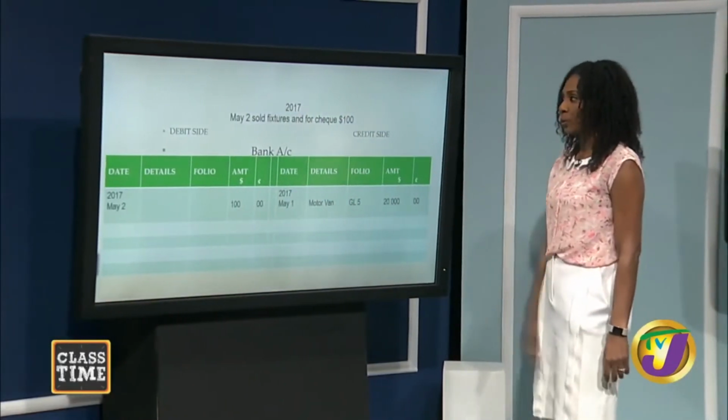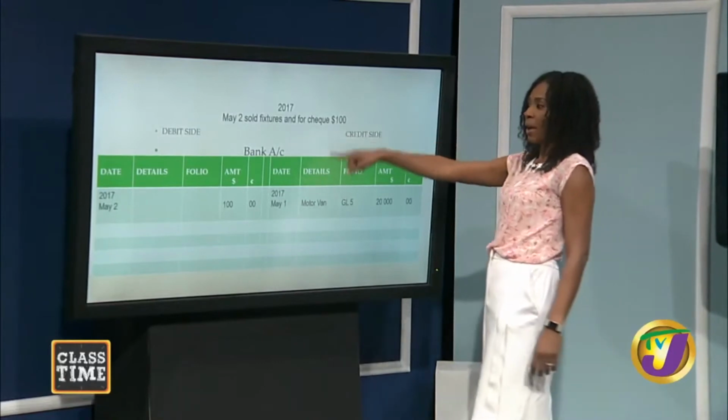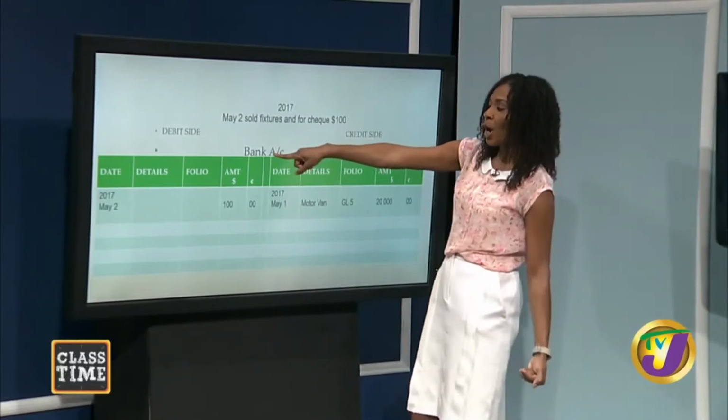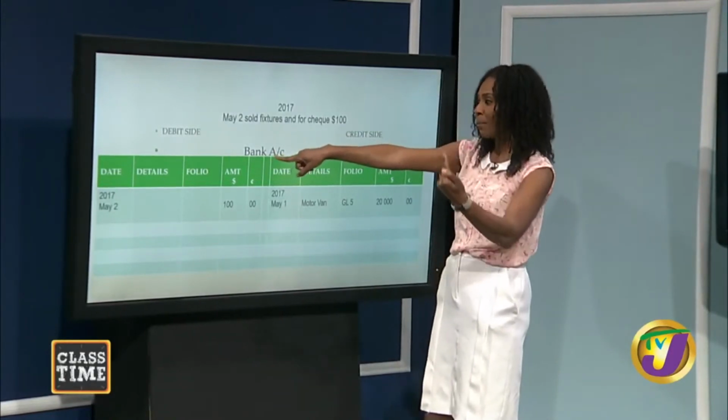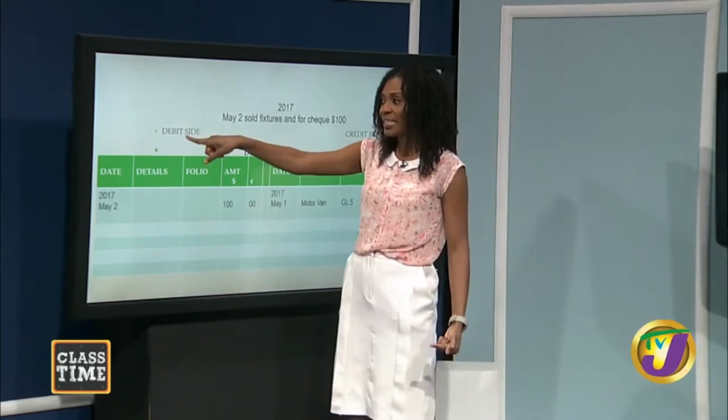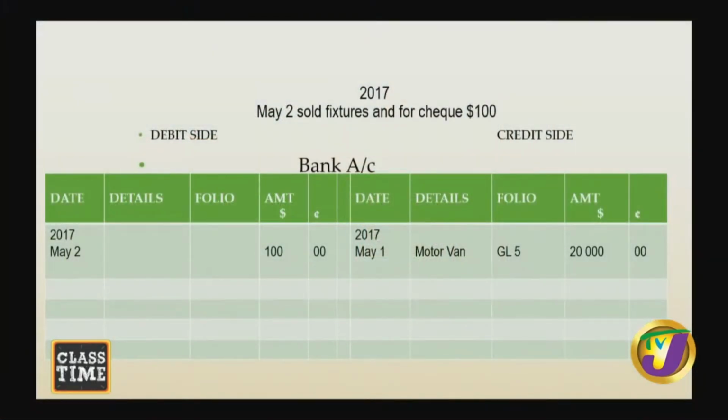In the bank account, we've sold for cheque. Bank is an asset. So we're going to increase the bank balance. So I go on the increasing side for the asset account, which is the debit side. May 2, 2017, I put in my date. I sold for an amount of $100. Good. And what did I sell?